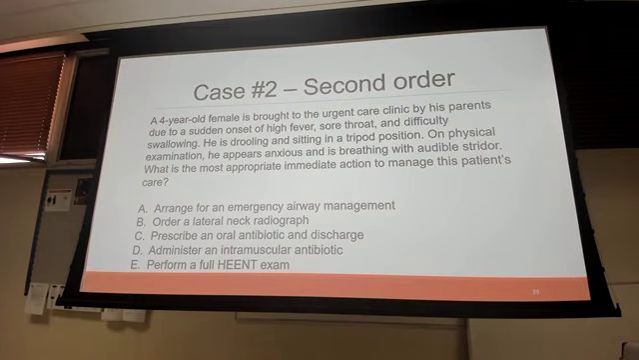Come on. A 4-year-old female was brought to the urgent care clinic by his parents due to a sudden onset of high fever, sore throat, and difficulty swallowing. He is drooling and sitting in a tripod position. On physical examination, he appears anxious and is breathing with audible stridor. What is the most appropriate immediate action to manage this patient's care? Yes, A. Airway management.